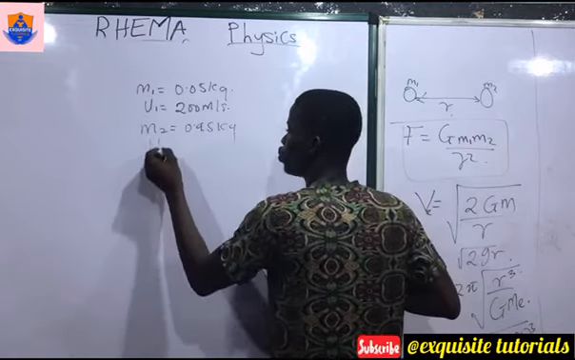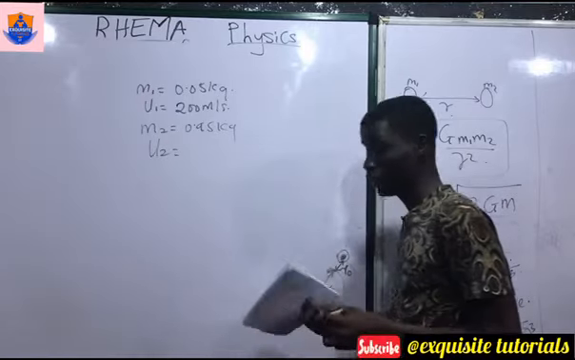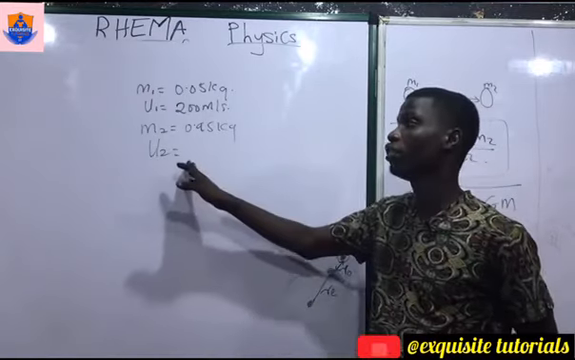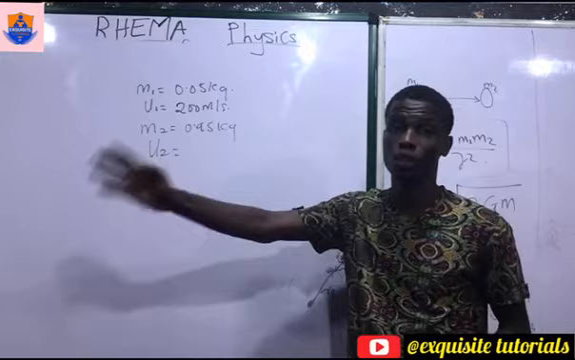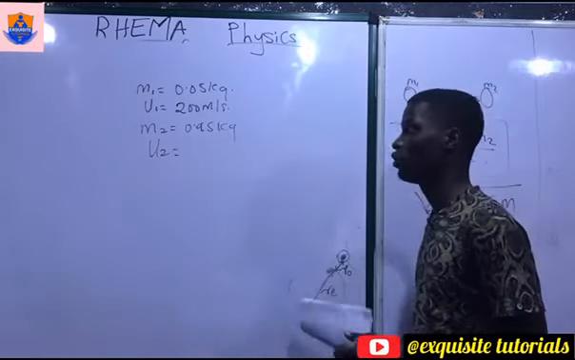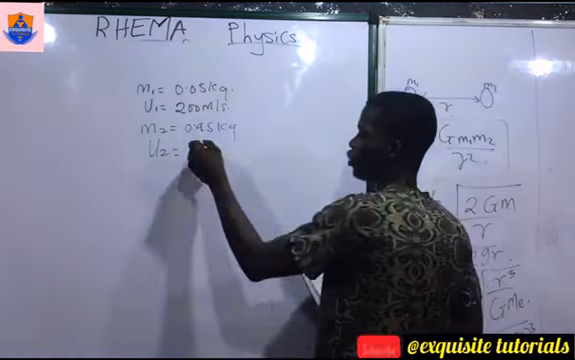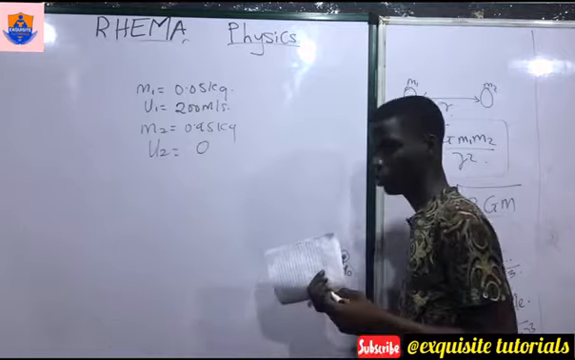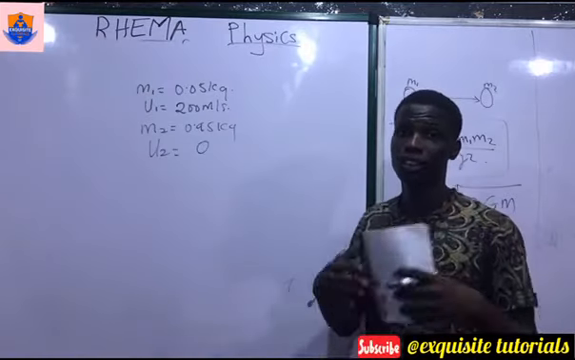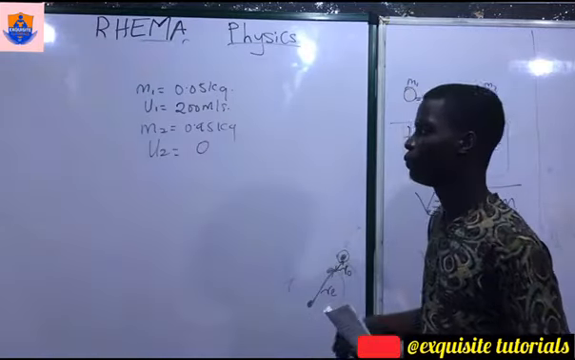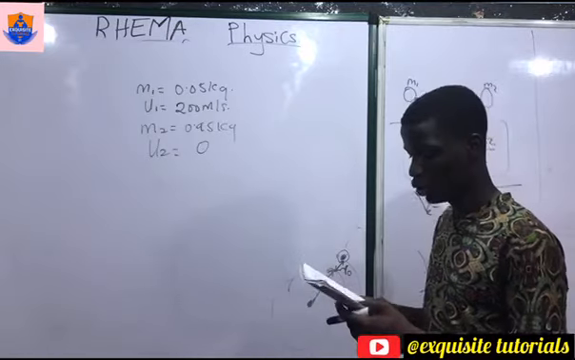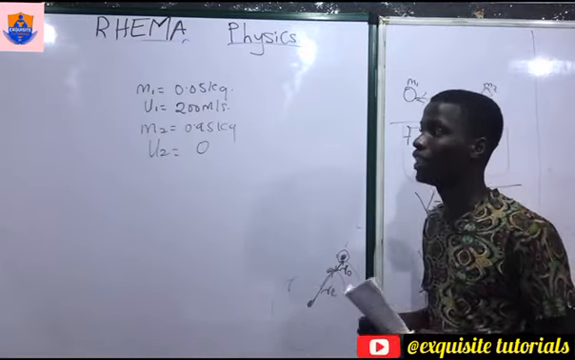Now the U2, the initial velocity of the other object, the lead block itself, which you are shooting into, is 0, because the body is not exhibiting any motion. We're told to find their common velocity at the end.